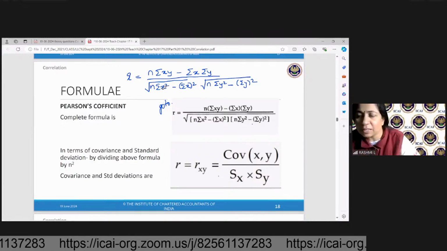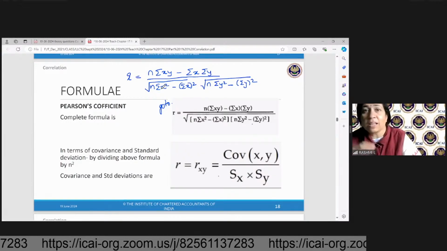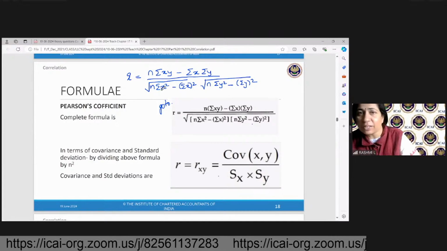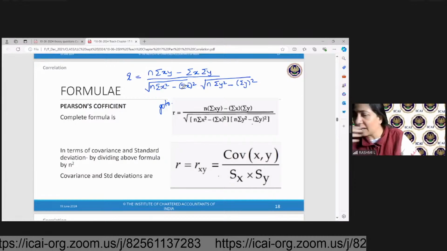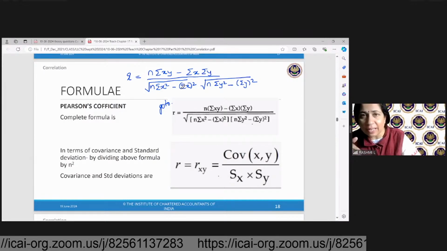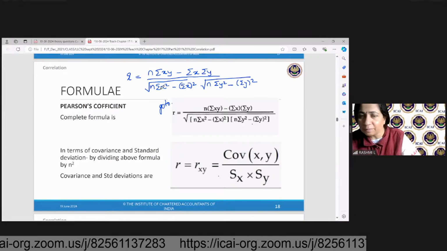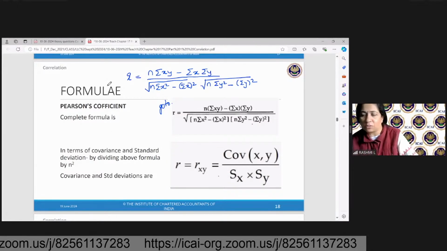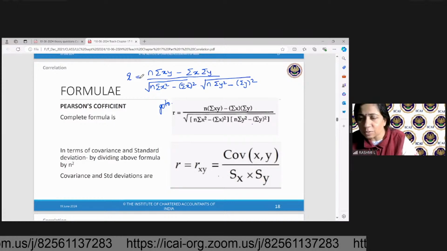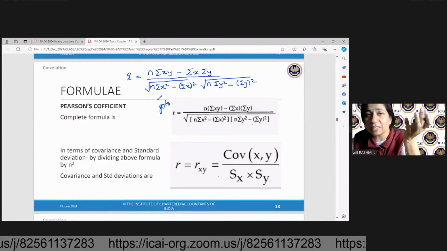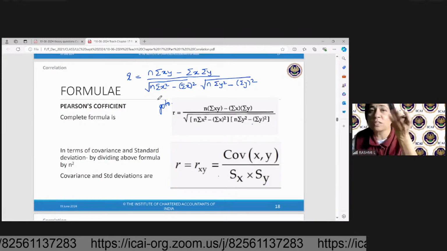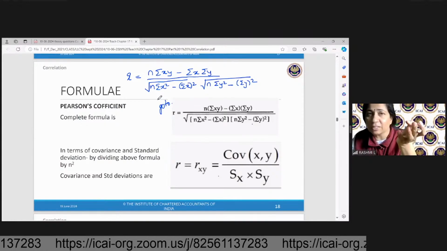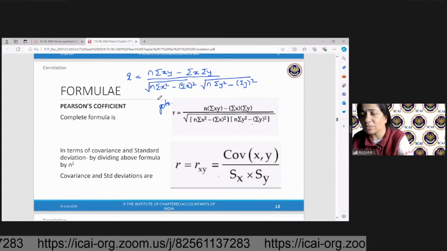Pay attention again: x square means every x has to be first squared and then added. Every x has to be first squared and then added. And here you just have to add the x and then you square it. So this is one formula you must know. Now, as you can see, this is representing covariance. There is a formula for standard deviation and variance, so all those things we are going to write down.